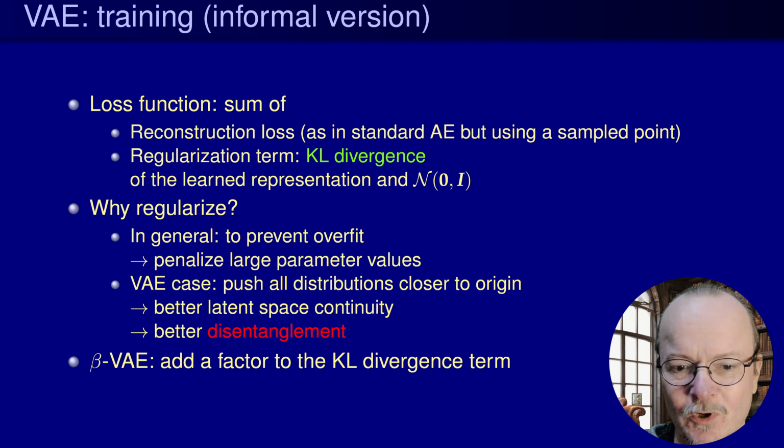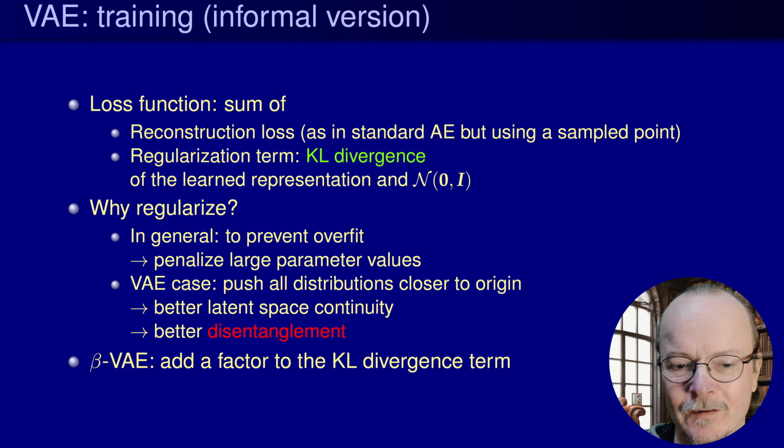Second, it promotes a smoother latent space. By encouraging the encoded distributions to have low variance and a mean close to zero, we encourage the model to learn smoother and more continuous representations, where small changes in the latent space lead only to gradual changes in the generated output.